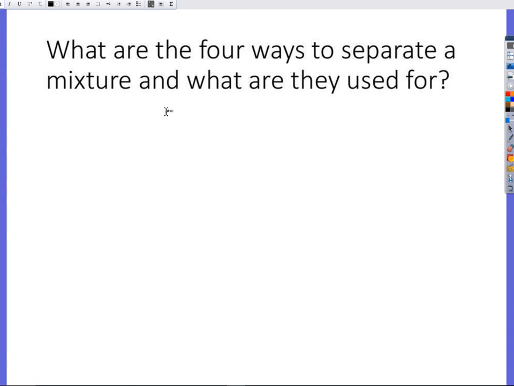The 4 ways to separate a mixture and what they are used for. The first one we talked about was distillation. That separates based on boiling point. So generally used to separate 2 liquids. It can also be used to separate a solid and a liquid as long as they have 2 different boiling points.